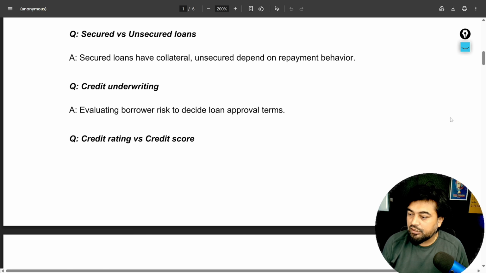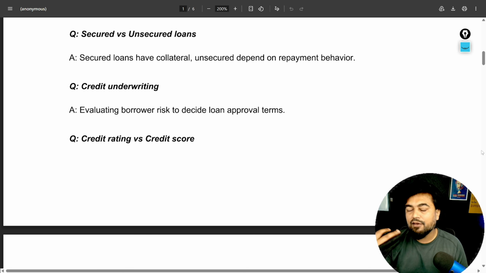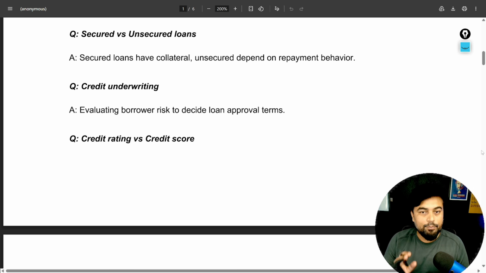Then what is an unsecured loan? Unsecured loans are very much dependent on the repayment behavior of the customer. For example, your credit card. Against your credit card, you are not putting any security. You're taking a lifetime free credit card, all that, right? If I'm getting a 1 lakh limit credit card, am I giving them 1 lakh as security? No. I just spend, I just pay. Simple.